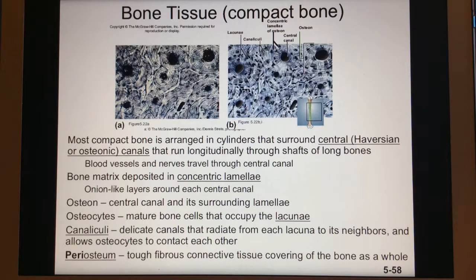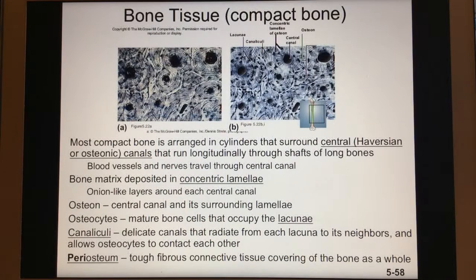Osteocytes are the mature bone cells that are inside the lacunae. These have lacunae too, just like in the cartilage. And they're kind of hard to see on this picture. You'll be able to see them better in the lab. But they are those darker, smaller dots surrounding that central canal. The canaliculi are delicate canals that radiate from each lacuna to the neighbors and allow the osteocytes to contact each other.